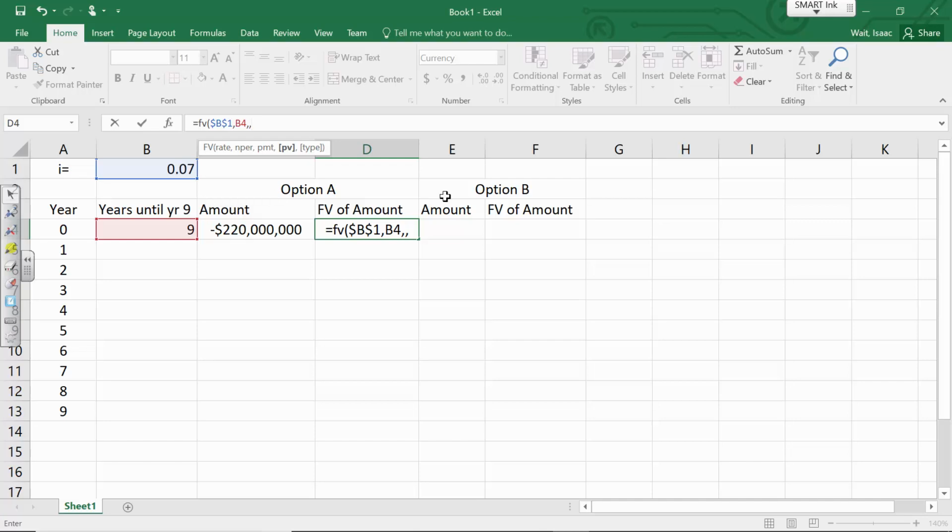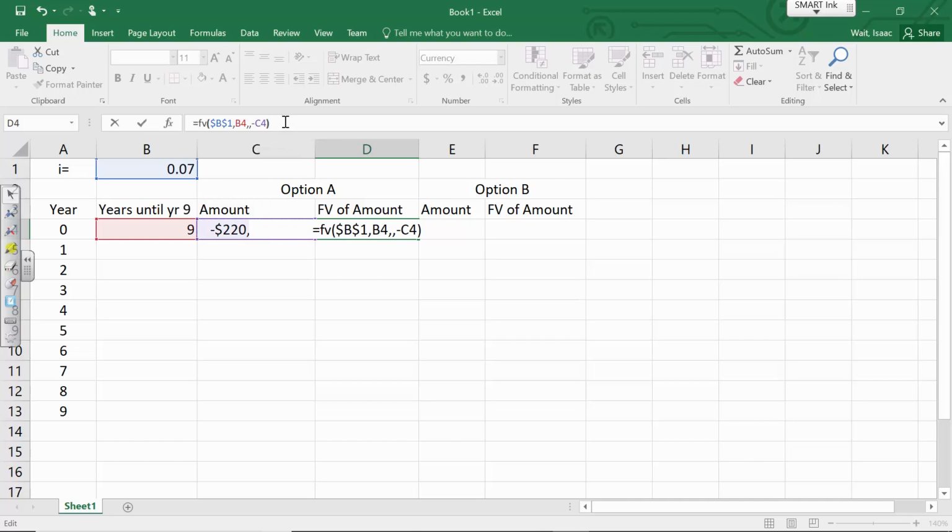And now who can predict what's the last kind of hint and warning I'm going to give you before I click on that $220 million? The negative sign, because Excel always assumes that it's flipping the sign whenever it uses these financial functions. So minus of the amount.